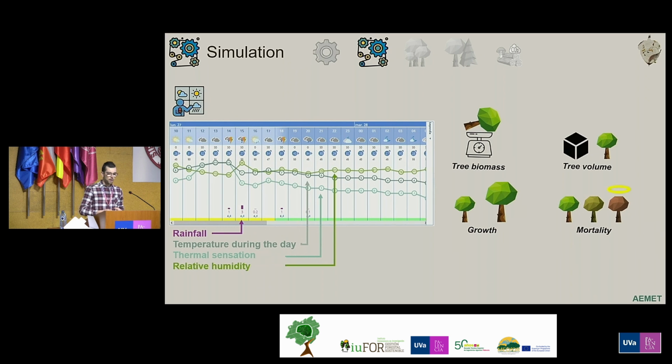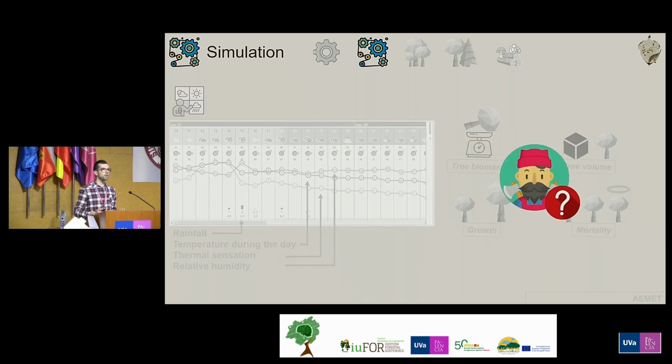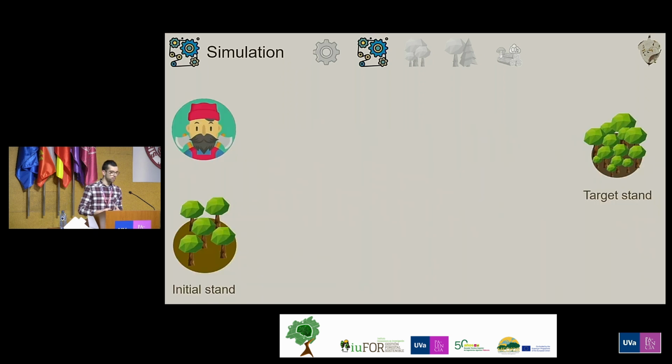And coming back to forestry, we can predict the tree biomass, tree volume, and processes like growth, mortality, and others. And now the question is, okay, all of those processes are natural processes, but can we predict the human effects? Let me introduce that idea with an example.